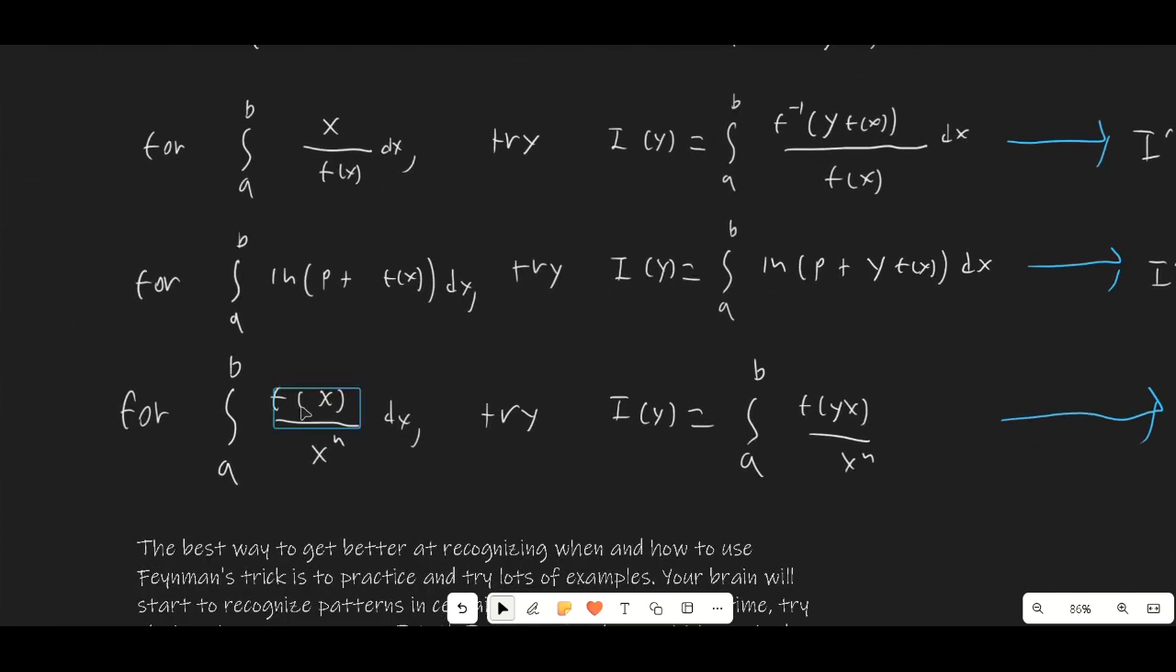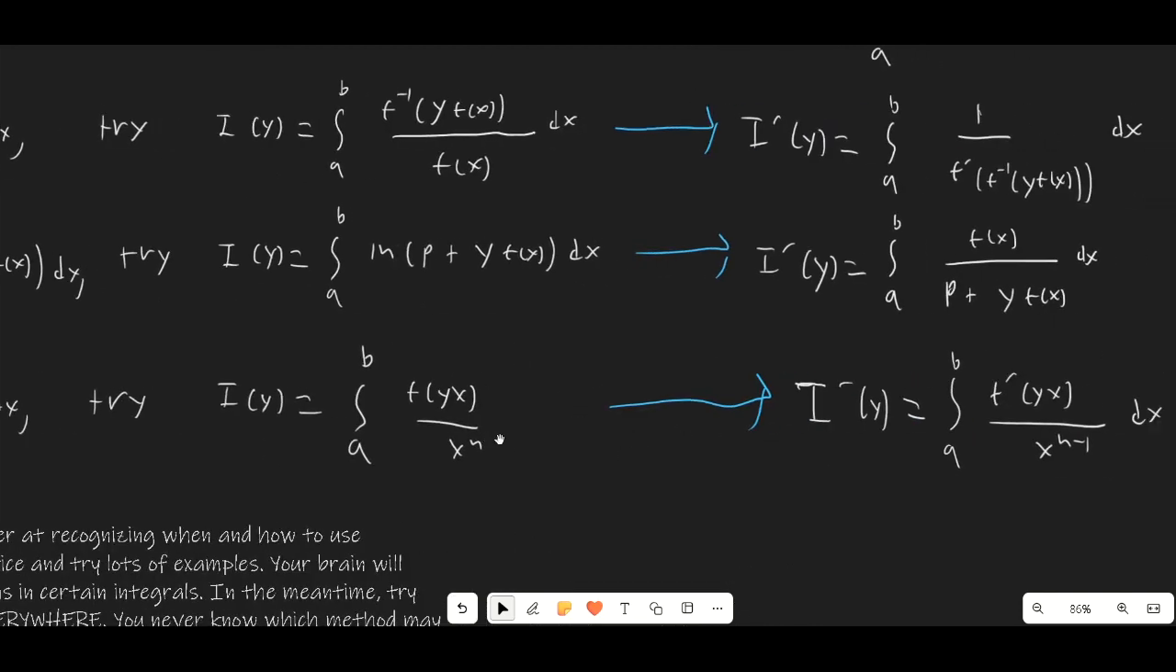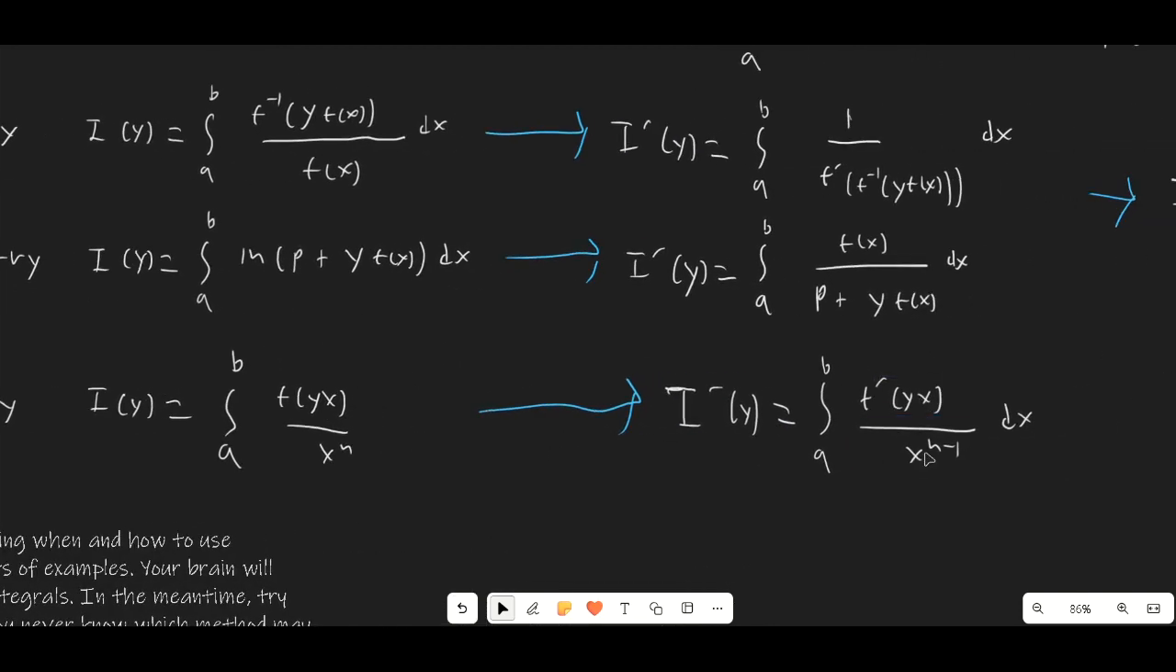And then another situation is if you have some power of x in the bottom, you can try I of y equals f of yx over x to the n, because when we differentiate, we get one of those x's coming out, and so the order on the bottom goes down 1. Something interesting is if you actually differentiate multiple times, if you differentiate n times, for example, you can completely get rid of that x to the n, which is sometimes very helpful.